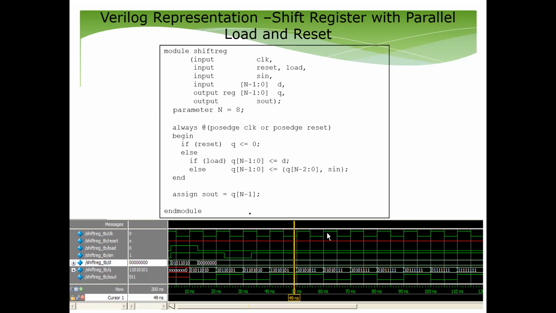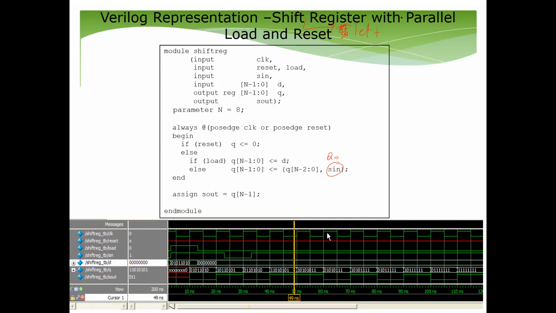Now this is a Verilog simulation of the general shift register. Is it shift right or shift left? So if load, whatever else, Q of n minus 1 takes on Q of n minus 2 and serial in. So serial in is coming into Q0. That means this is shift left. So this code is a shift left general register.